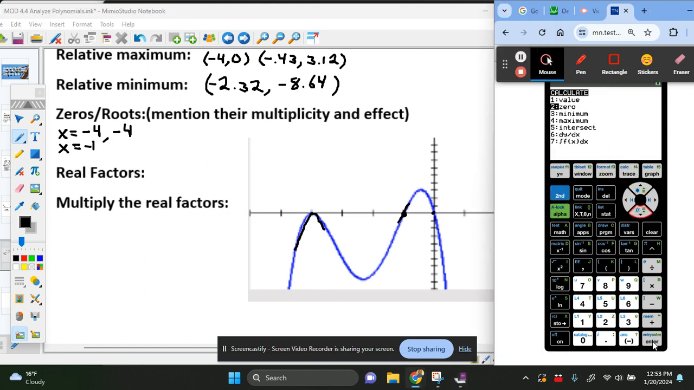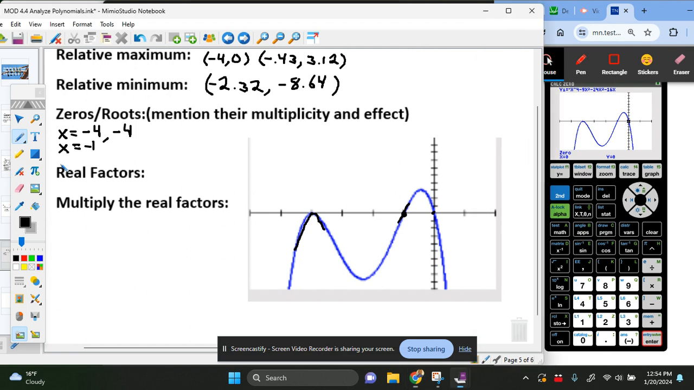Let's find the 0. Let's go to the left side of that 0, hit enter. Let's go to the right side of the 0, hit enter. And then make your best guess. It doesn't have to be that great of a guess, just be between the lines. Hit enter, and it tells us x equals 0, y equals 0. So that does, in fact, go through the origin.